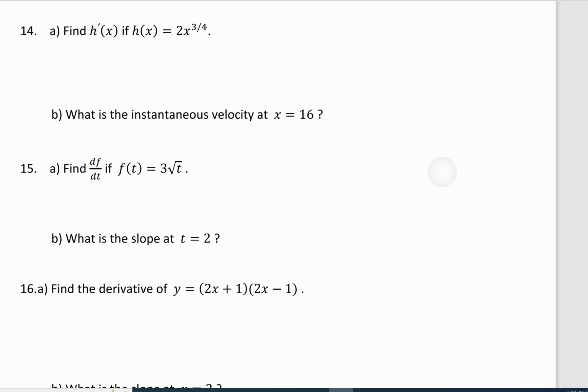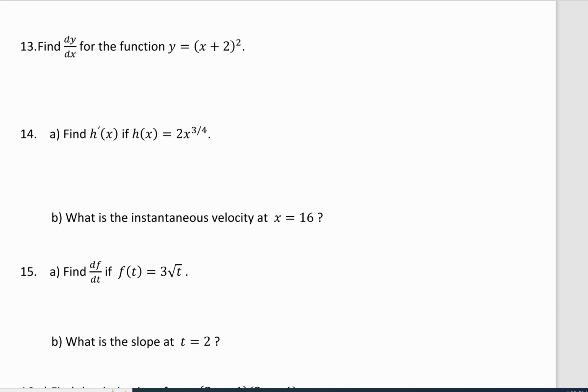Oh, instantaneous velocity, I forgot. Okay, so we got to finish part B. What do we say? 3 over 2, 4th root of, its 4th root is 16. What's the 4th root of 16?